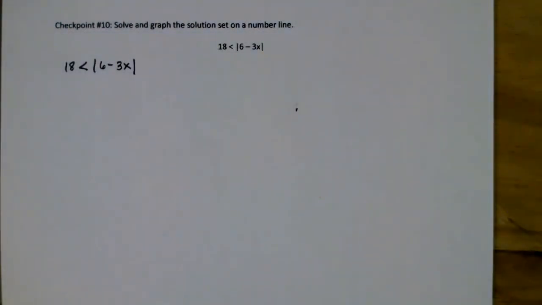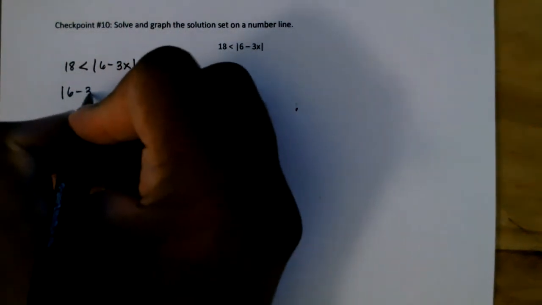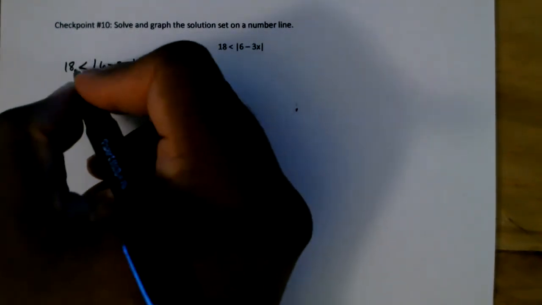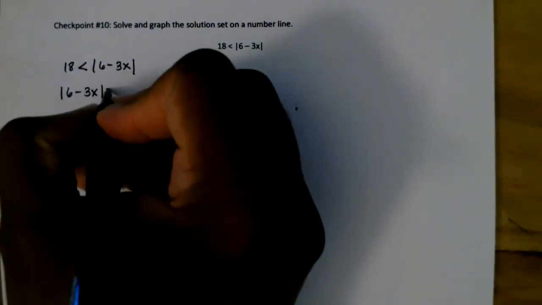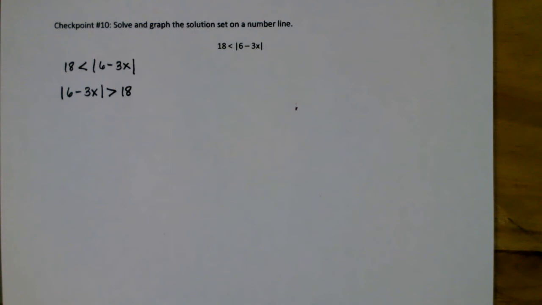Now, I prefer to have the absolute value on the left-hand side, so I'm going to put the absolute value of 6 minus 3x on the left side. But when I do that, this inequality symbol will change from less than to greater than. So I've got the absolute value of 6 minus 3x is greater than 18.